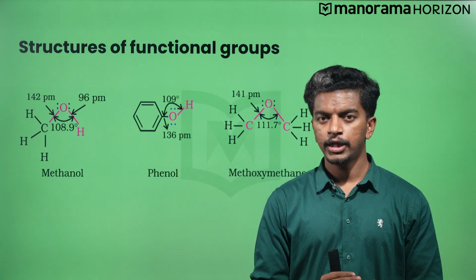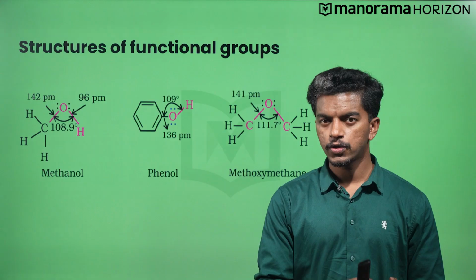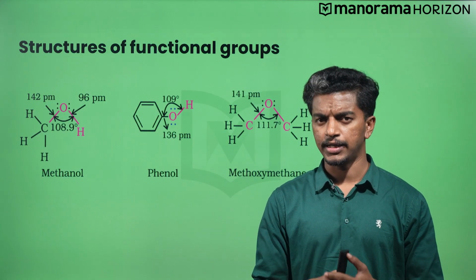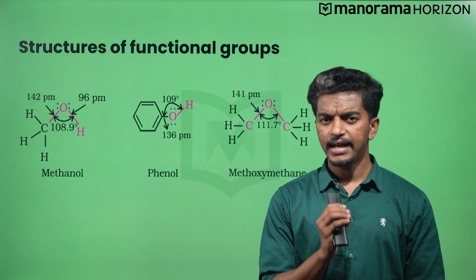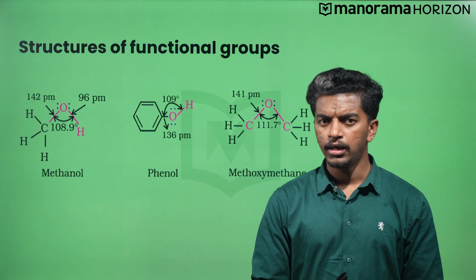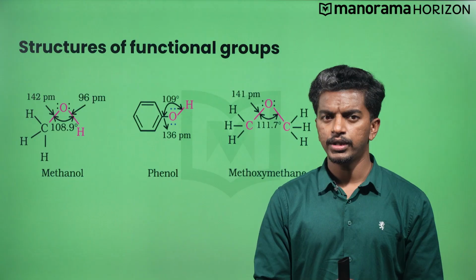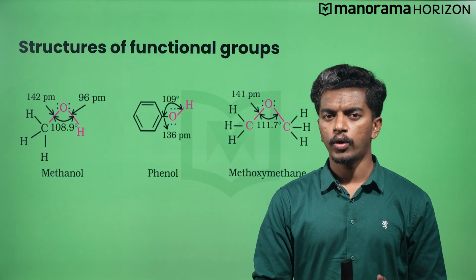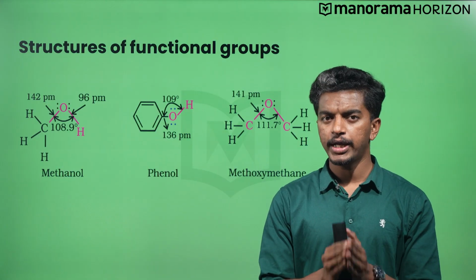In ethers, the two bond pairs and two lone pairs of electrons on oxygen are arranged approximately in a tetrahedral arrangement. The bond angle is slightly greater than the tetrahedral angle due to the repulsive interaction between the two bulky alkyl groups. Here the carbon-oxygen bond length is 141 picometer.